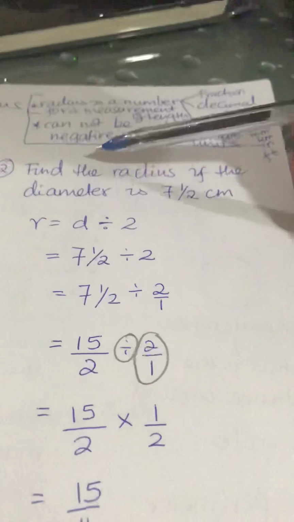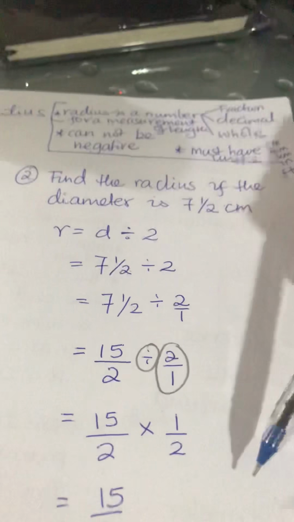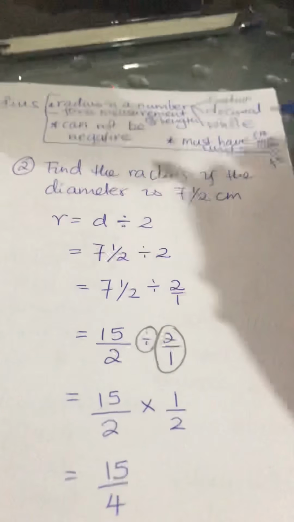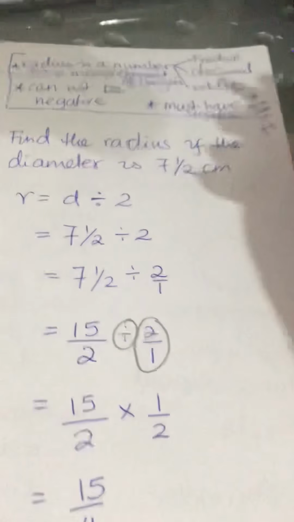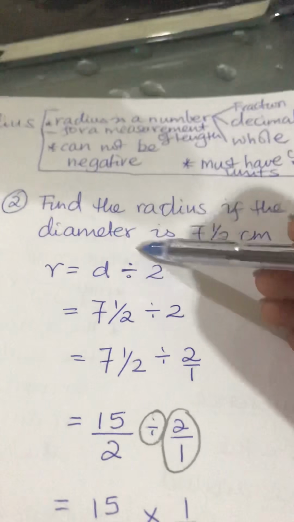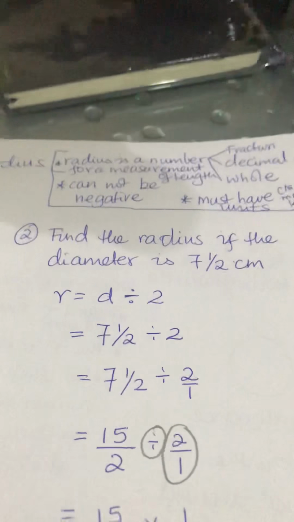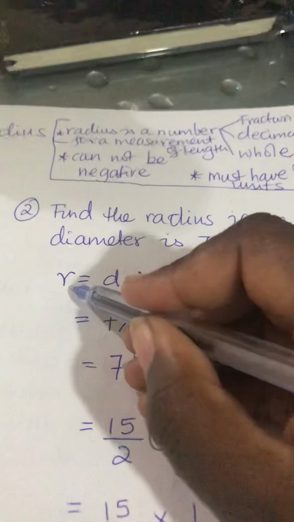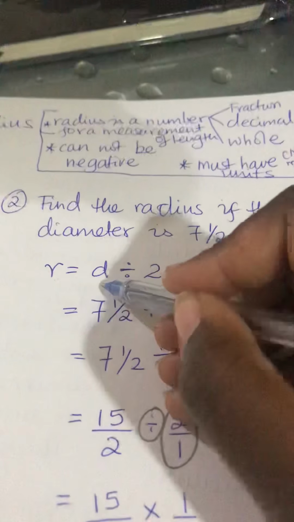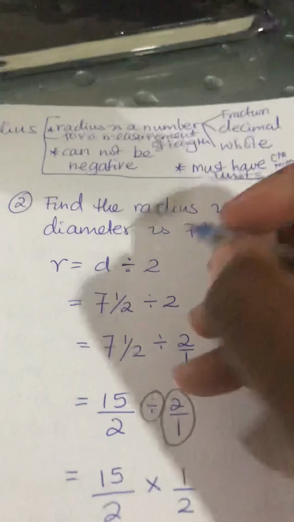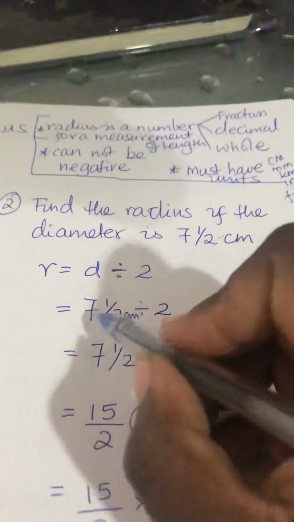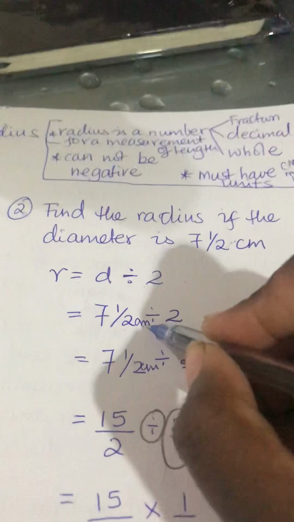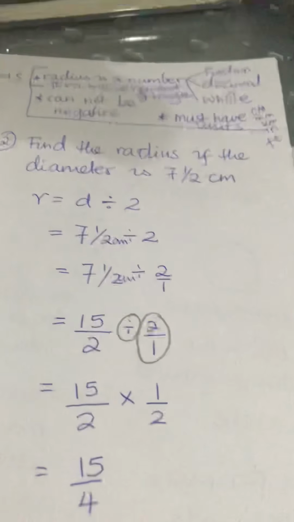Then the question says here, now the question did not give me a picture. So I need to know how to read. Find the radius. This is D. Find the radius if the diameter is 7.5 centimeter. What is the formula for finding radius? Radius equals diameter divided by 2. What is my diameter? My diameter is 7.5 centimeter. And what am I going to do with 7.5? I will divide it by 2.